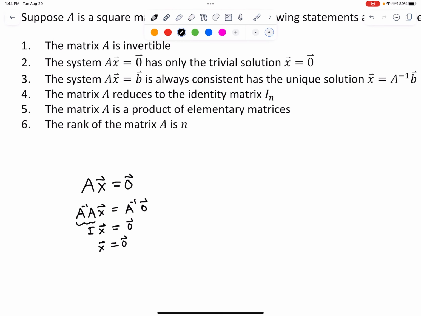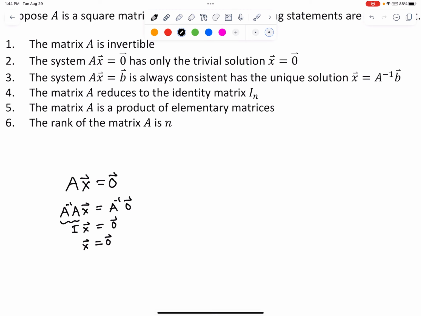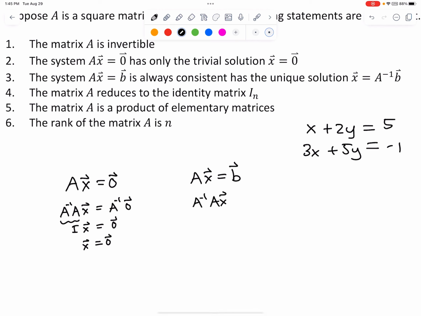Okay, statement 3 says that the system Ax equals b is always consistent and has the unique solution x equals A inverse b. So this is a pretty similar approach. If we know that we have a system that's written as Ax equals b, now b is not necessarily the 0 vector, so that'd be like taking our system that we had, I'm just making these up as I go. Instead of having zeros on this side, you could have anything you want. And the claim here is that if the matrix A is invertible, then you simply multiply both sides by its inverse, and make sure you put the inverse on the left of each side. Here we get the identity times the vector x, which will just give you the vector x.